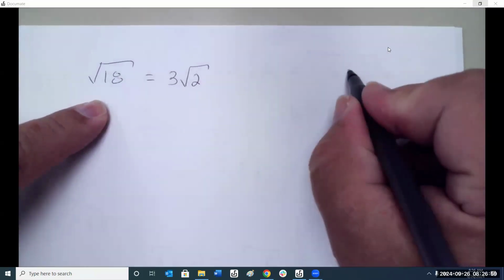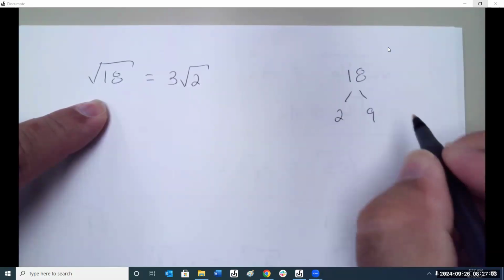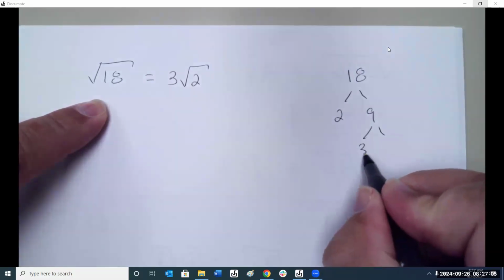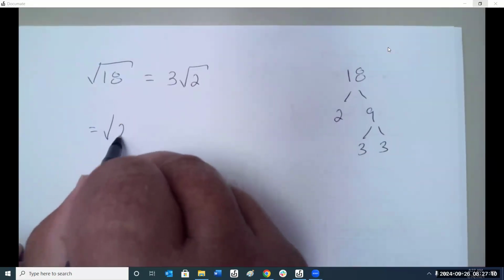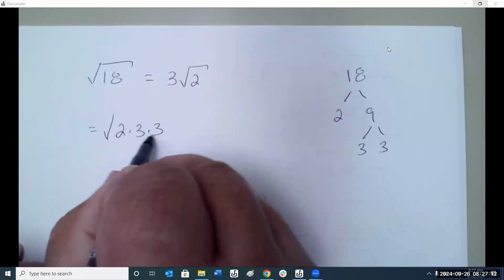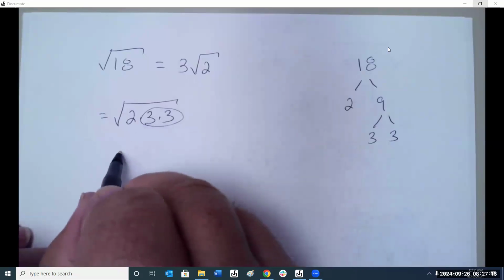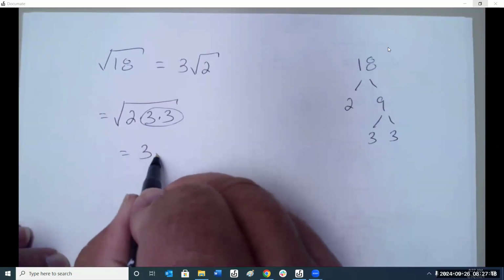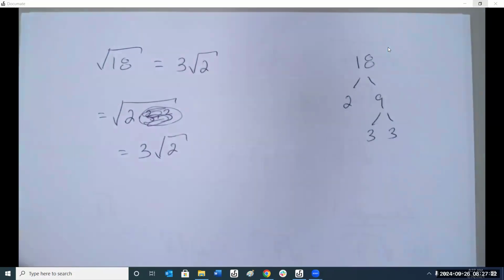So what we do is take 18. It's made up of 2 times 9. 9 is made up of 3 times 3. 2 times 3 times 3. There are 2 3s, so they come out, and they're gone inside there. So we're just left with square root of 2. There's the answer.